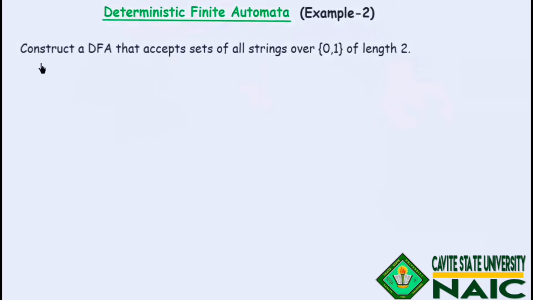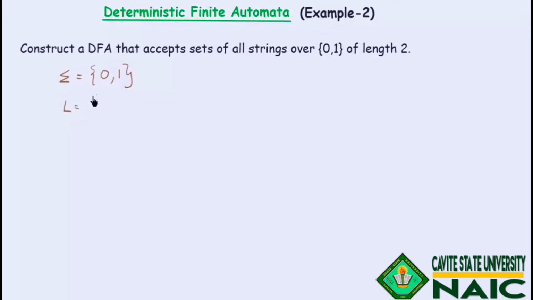Construct a DFA that accepts sets of all strings over 0, 1 of length 2. So we have to construct a DFA that accepts the set of all strings over 0, 1 of length 2. Okay, so let's see how we can do this. But before that, let's see what our alphabet is. Our alphabet here is 0 and 1. It's already mentioned here: 0, 1.